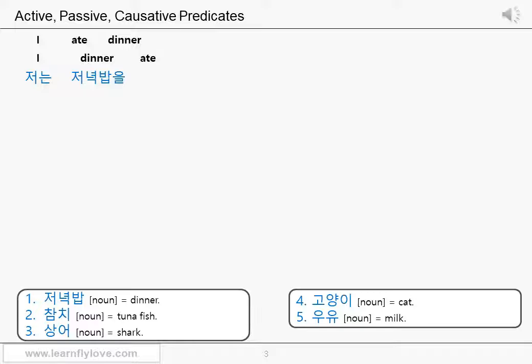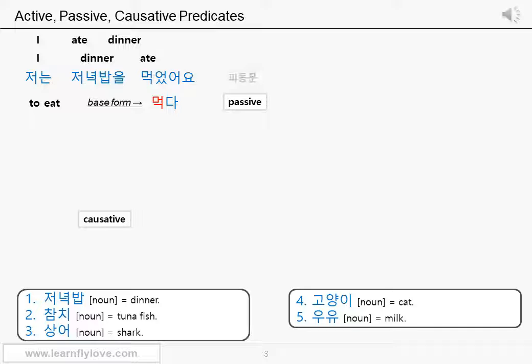저녁밥을. Ate. The base form of the verb eat is 먹다 in Korean, and 먹 is the stem. We want to put the sentence in the past tense. Therefore, you can add the ending 었어요, right? 먹었어요. 저는 저녁밥을 먹었어요. It's nothing, right? Then let's make a passive sentence and causative sentence with the same verb 먹다.